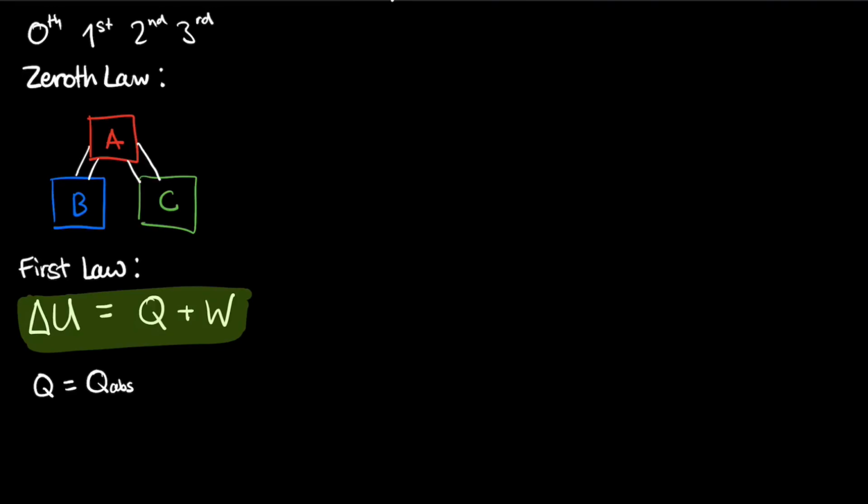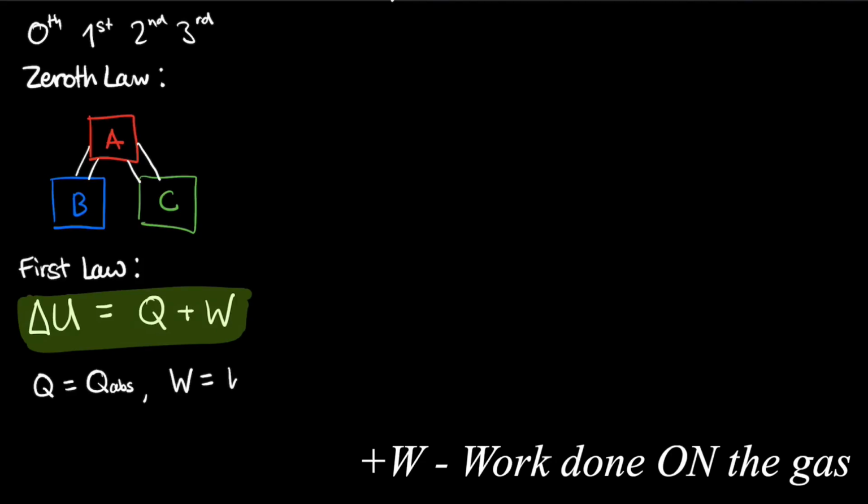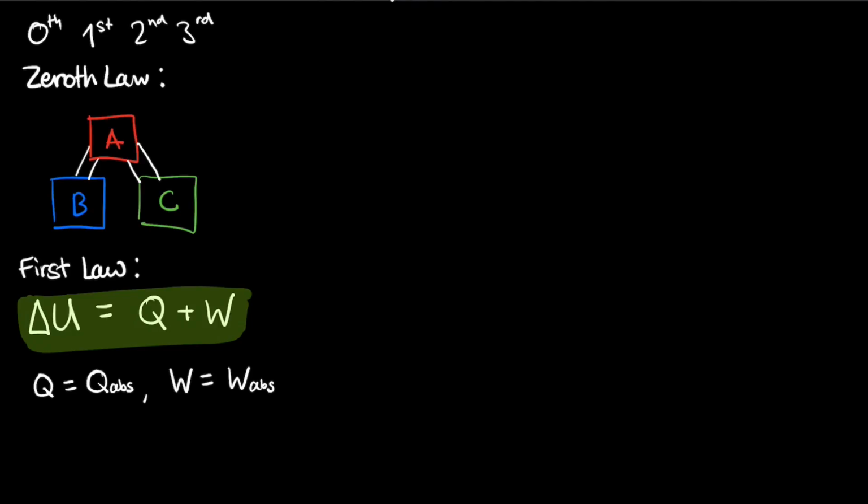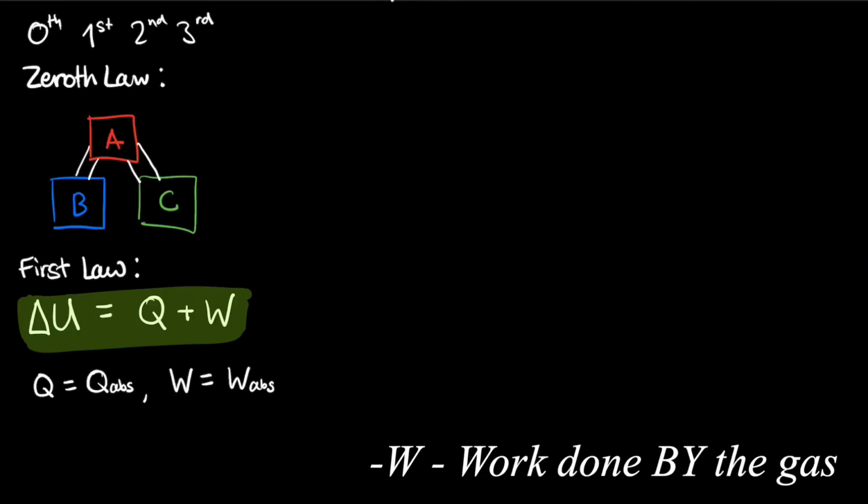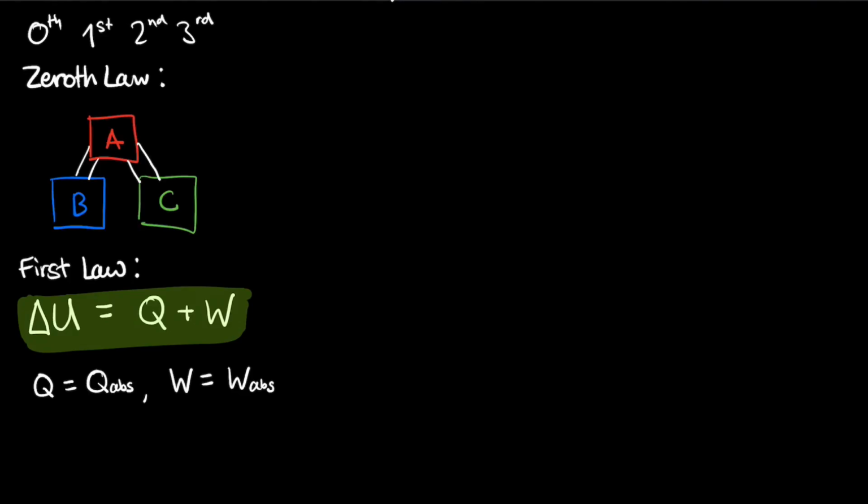If heat is leaving the system, then there's negative heat. So that's how I'm going to define Q. I'm also going to define the positive work done to be the work absorbed by the system. So if the system is absorbing work, then W is positive. If the system is doing work on something else, then W is negative. So those are the two sign conventions that I'm going to use.